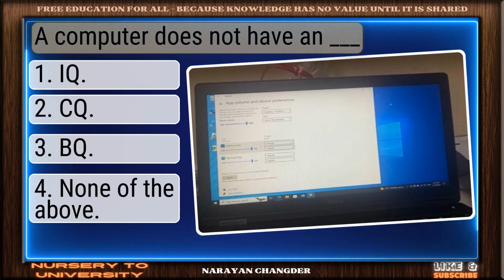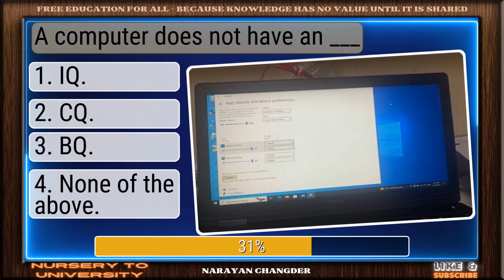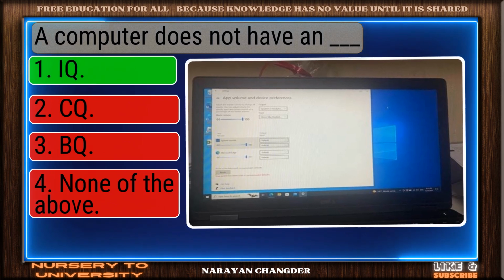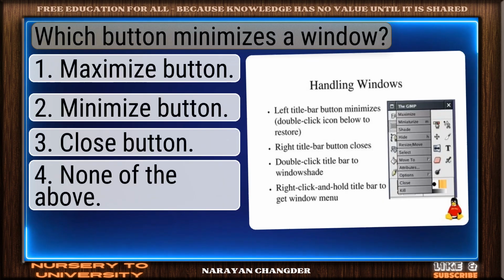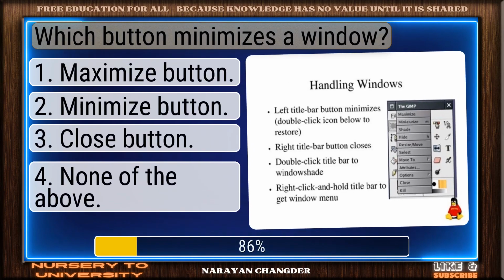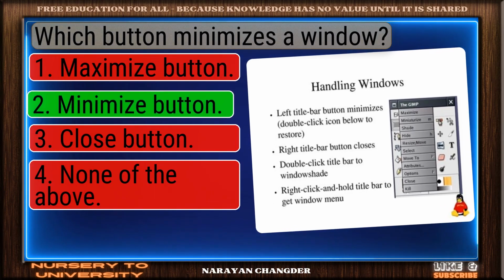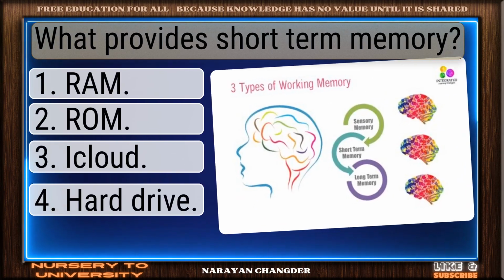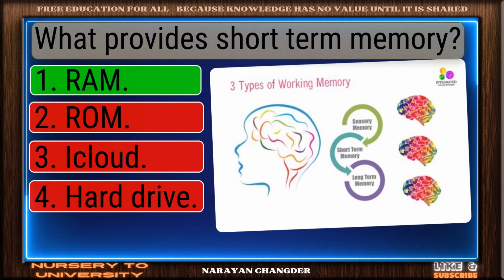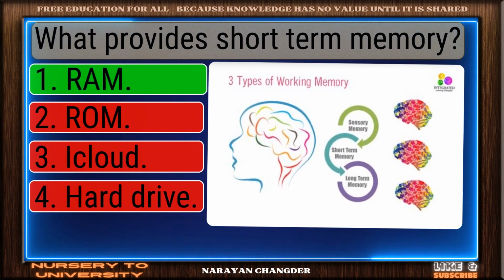A computer does not have a dash. Smart move. A Q is accurate answer. Which button minimizes a window? Correct. Minimize button is spot on. What provides short-term memory? Good thinking. RAM is right.